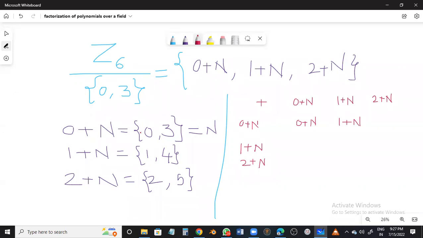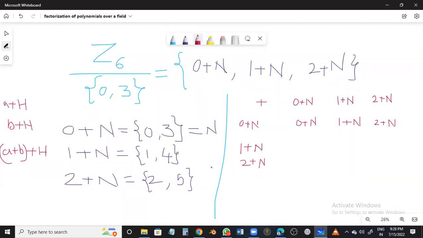And that is how we defined addition. Whenever you are adding a plus H to b plus H, what is the addition? It is a plus b plus H. That is what we are doing. So it forms a ring. Understood now?